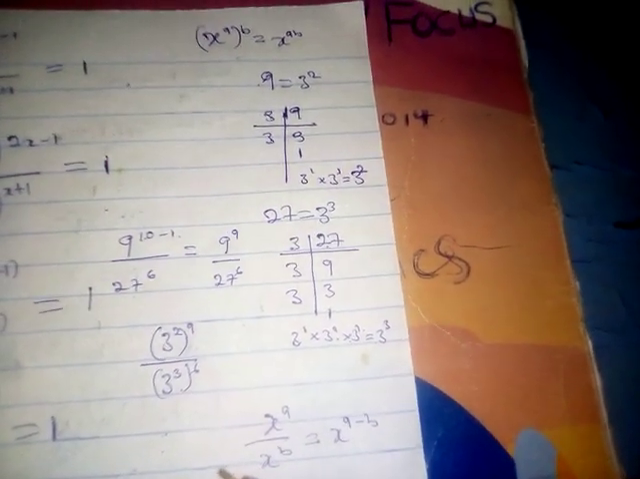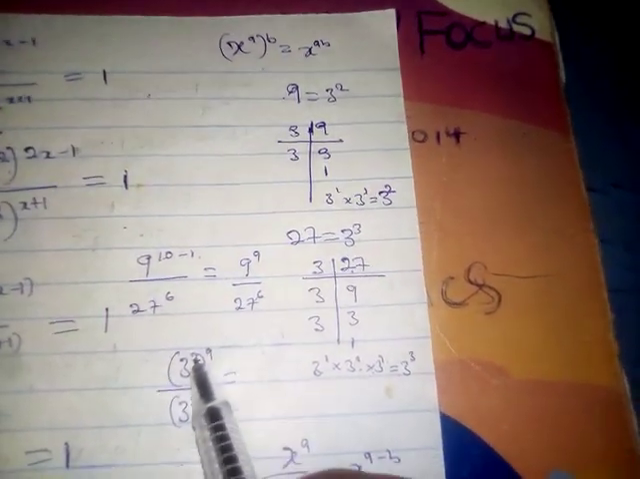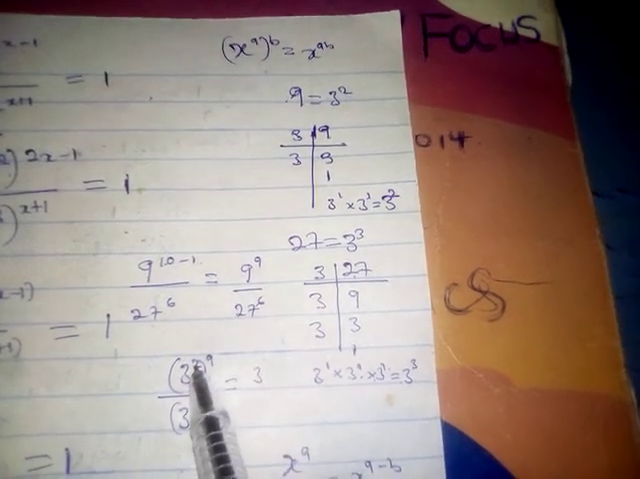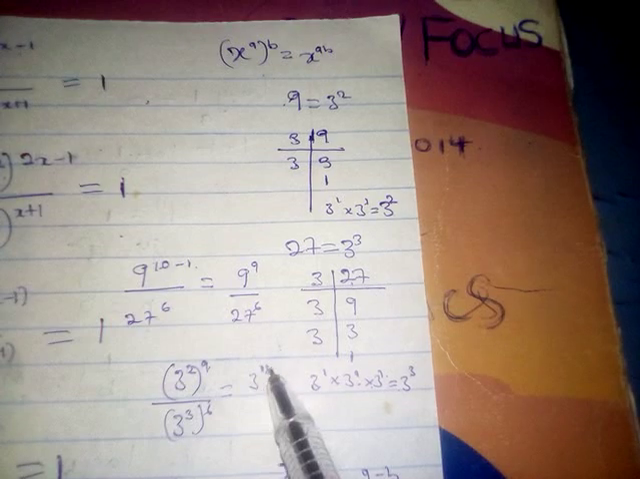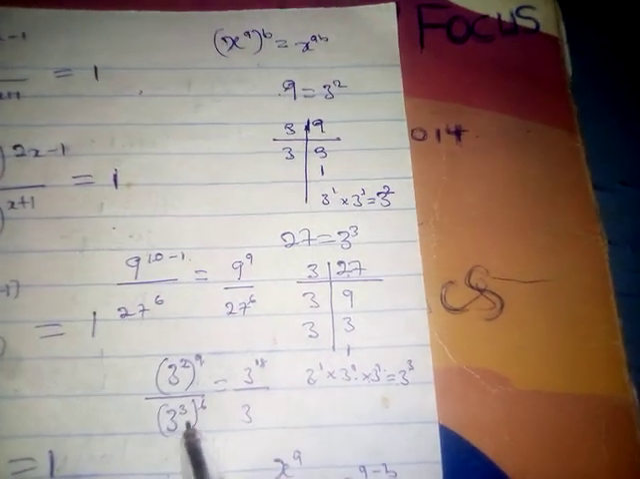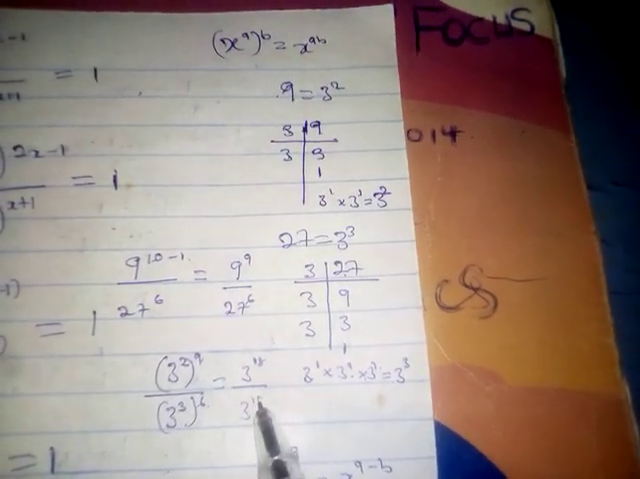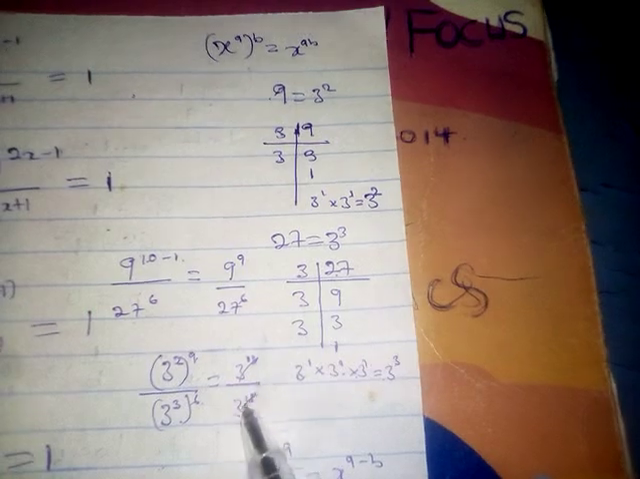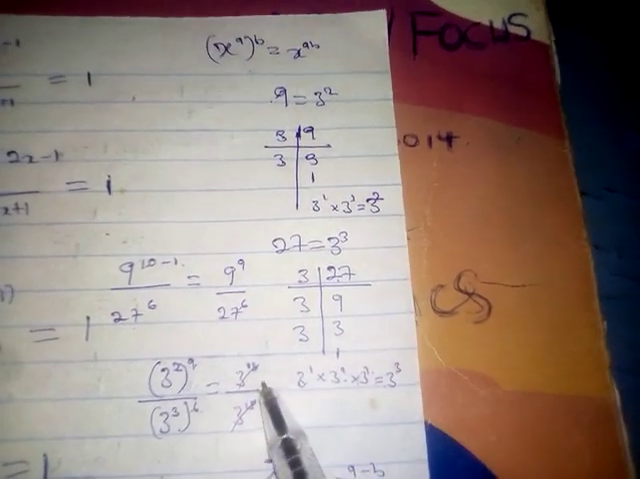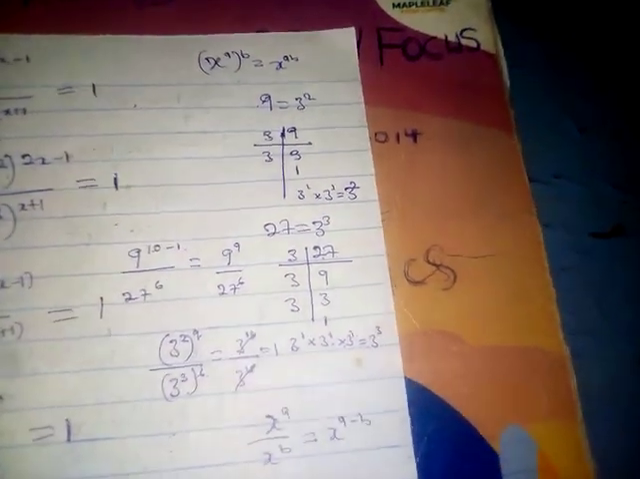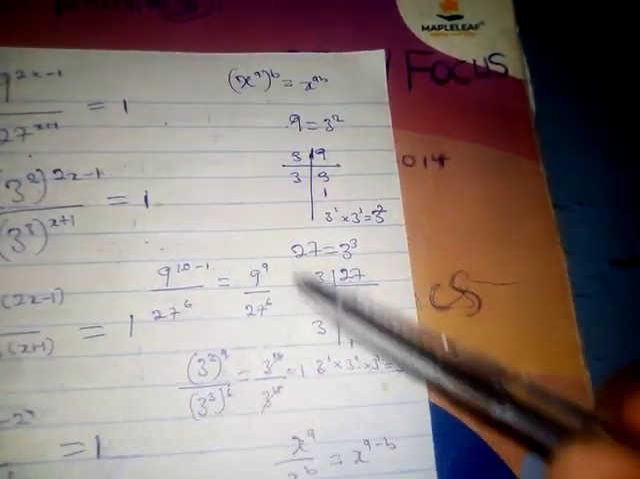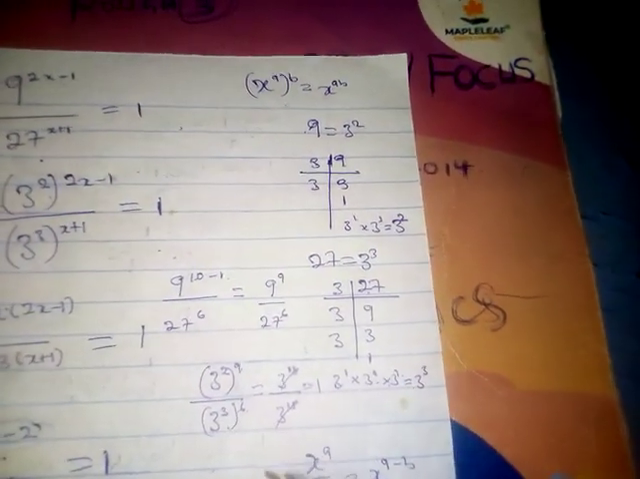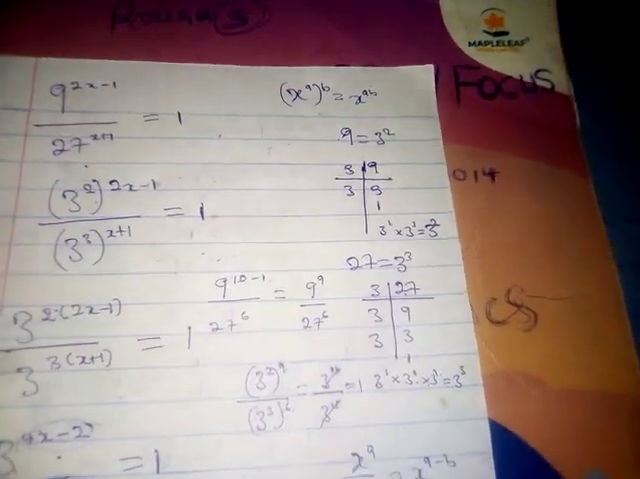So what does this mean? This is 3 raised to the power of 2 times 9, which is 18, all over 3 times 6, which is the same 18. So if this cancels this, you are still going to have 1. So this is true. Sorry for the way I did it, but this is just a rough check to be sure that 5 is actually the answer.